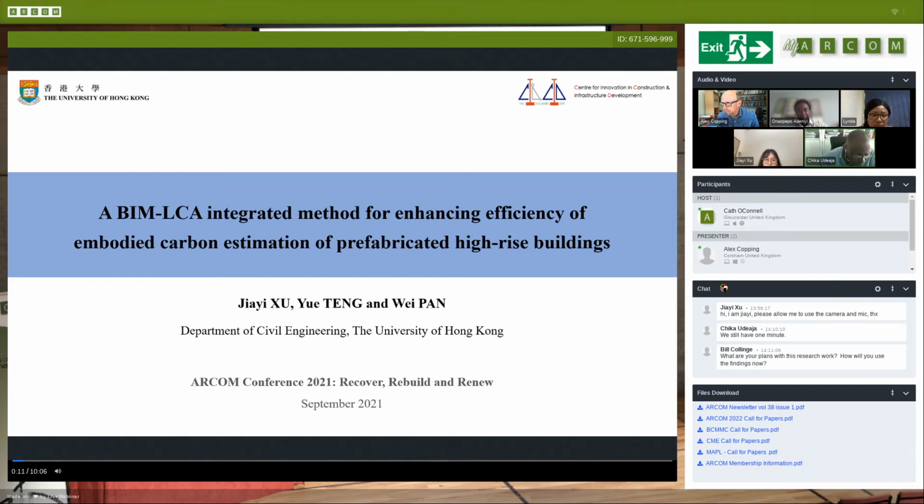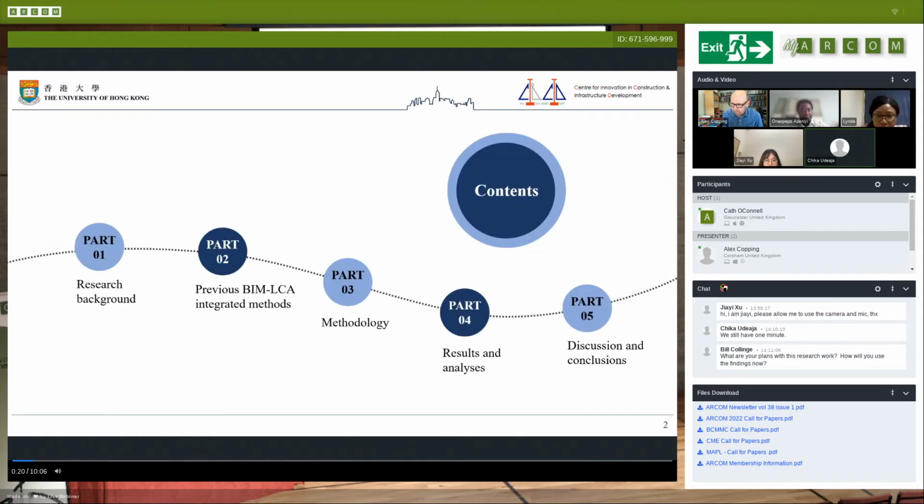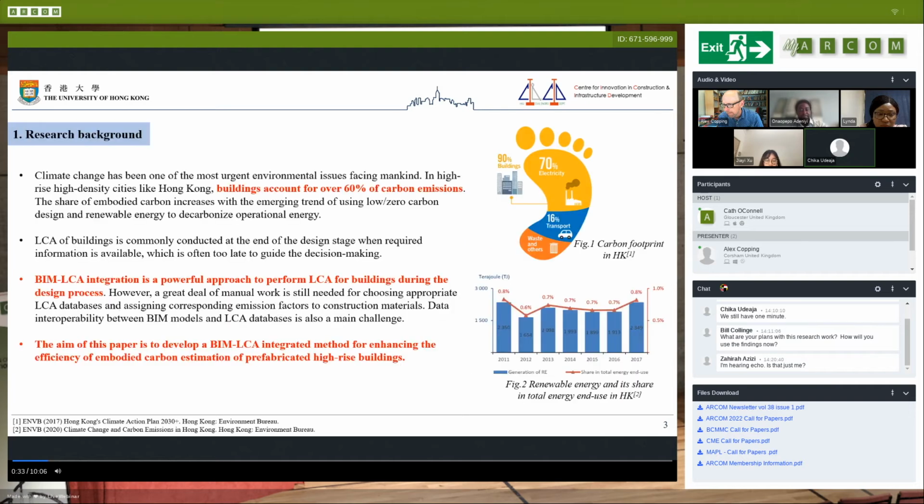The title is A BIM-LCA Integrated Method for Enhancing Efficiency of Embodied Carbon Estimation of Prefabricated High-rise Buildings. There are 5 parts in my presentation. First, I will introduce the research background and some previous studies. Then I will focus on the methodology part and provide results. Finally, I will give some conclusions.